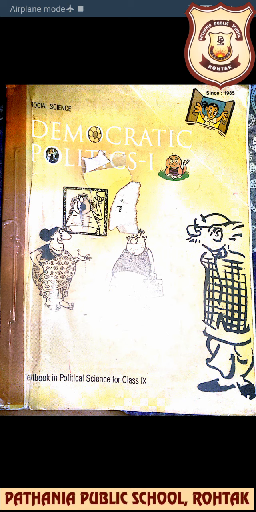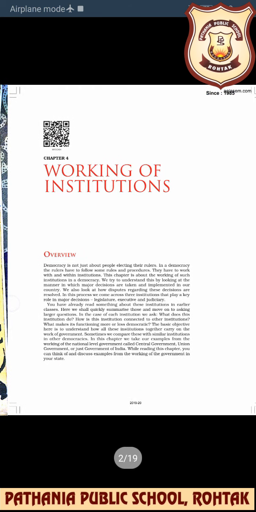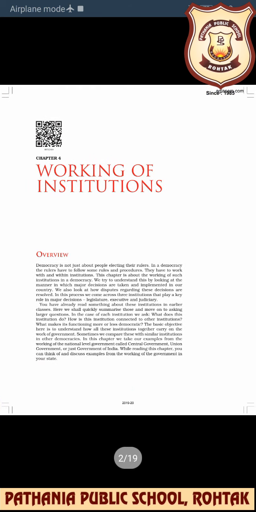In today's lecture, we will discuss chapter 4 of this book of Civics, and the name of this chapter is Working of Institutions. Right? In this chapter, we will read about how, as we know, democracy is not just about people electing their ruler, but in democracy the rulers also have to follow some rules and procedures.